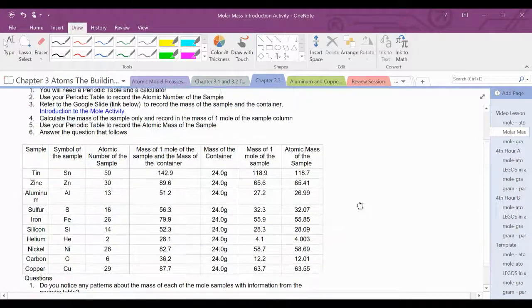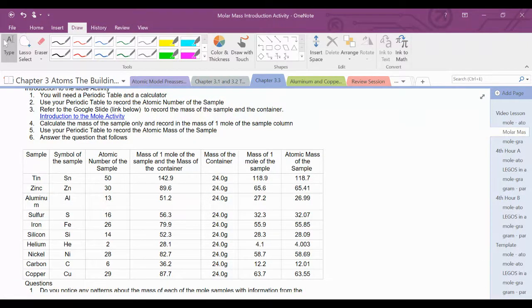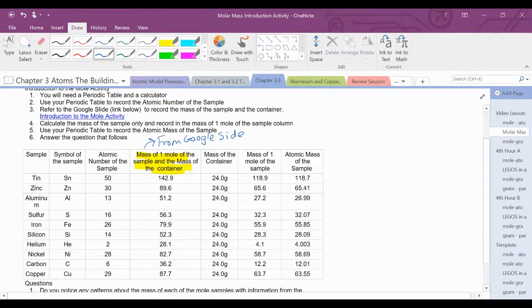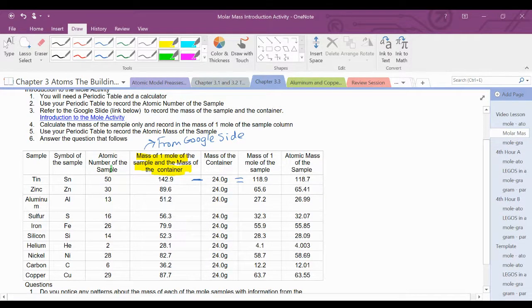So you needed your periodic table and calculator. You had Google Slides where I put a sample in a container on the scale, and you had to fill in this column from the Google slide. You took the mass of 1 mole of the sample, the mass of the container, subtracted, and it gives you this mass here. The numbers in green were from the periodic table.